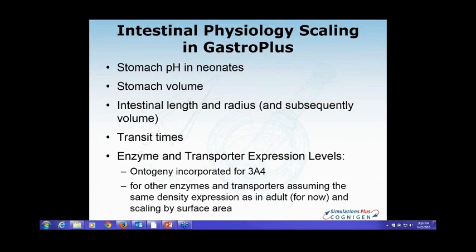Yes, so especially the parameters that are shown in this slide, the ones where we had at least some quantitative information, these are getting scaled according to age. So the changes in the growth of the intestine, the transit times, the stomach volume, pH, as well as some of the transporter and enzyme expression levels are getting scaled. We may have more or less confidence in some of these scalings, but they are getting scaled based on the information, the best information we were able to find so far.